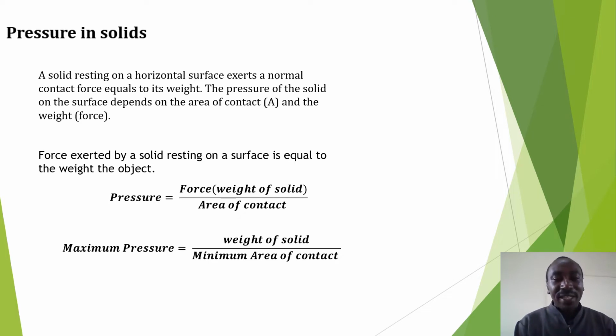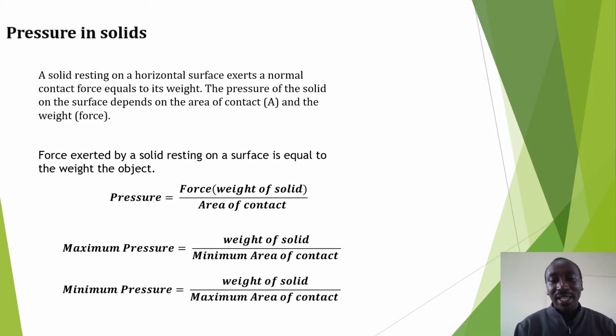Therefore, from this equation, you can see that pressure is inversely proportional to area, meaning that if you reduce the area of contact, the pressure increases. Therefore, if you want to determine the maximum pressure and the force is constant, then you have to minimize the area of contact. So the lesser the area of contact, the more the pressure exerted, provided the force is uniform or constant.